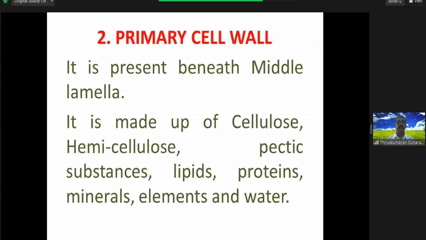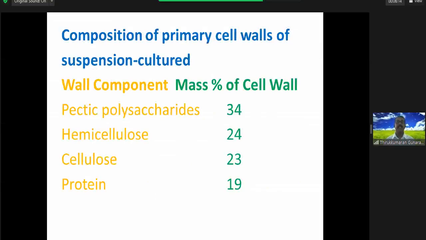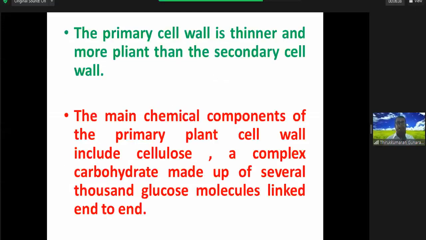Okay. Then the composition of the primary cell wall: pectic polysaccharides, hemicellulose, cellulose, and protein. The percentages are not necessary for the exam, but if you know that pectic polysaccharides, hemicellulose, cellulose, and proteins are in the primary cell wall, that is enough. That's just for the composition. The primary cell wall is thinner and more plain than the secondary wall. The secondary cell wall is the important one.